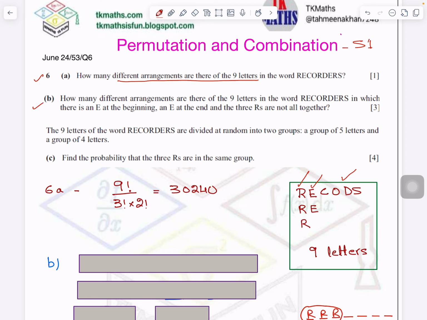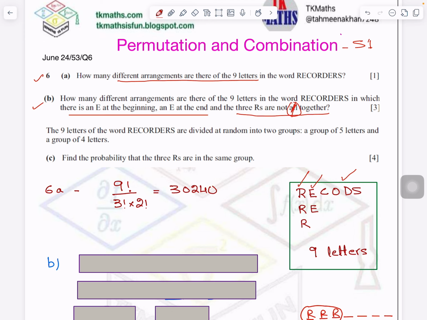Next part of the question. How many different arrangements are there of the 9 letters in the word RECORDERS? Now the condition is there is an E at the beginning and an E at the end. This is condition number 1. And the 3 R's are not all together. Now this word is very important here. When it is saying not all together, it means I'm talking about only when all of them are together. Two together maybe, doesn't matter. When the word all is not here, it means each and every letter R should be separated from the other one.